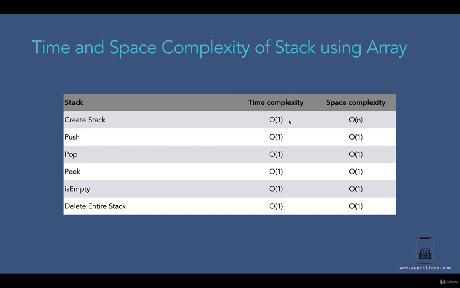Creation of stack takes O(1) time complexity because here we are just initializing the fixed size of array. When we are initializing fixed size of array, the space complexity is O(n) because when we are creating fixed size of array for stack, it's initializing n number of cells in the memory contiguously. So that's why space complexity is O(n).